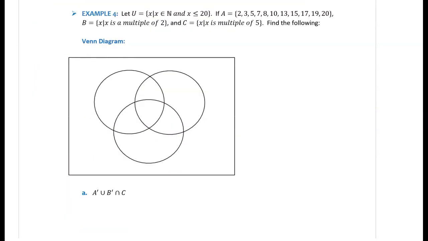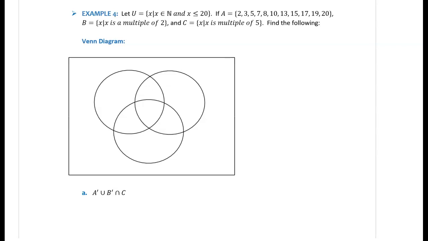Example 4. Let the universal set contain X such that X is an element of the natural numbers and X is less than or equal to 20. If set A contains the elements 2, 3, 5, 7, 8, 10, 13, 15, 17, 19, and 20, set B contains the element X such that X is a multiple of 2, and set C contains the element X such that X is a multiple of 5. Find the following. I would highly recommend creating a Venn diagram so that you know where each element of our universe is placed within the regions of our universal set.